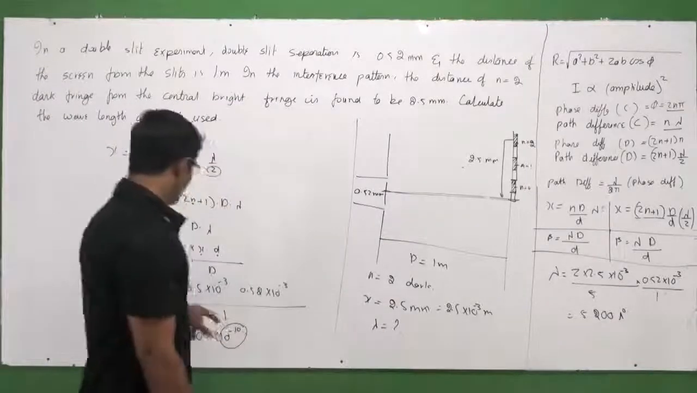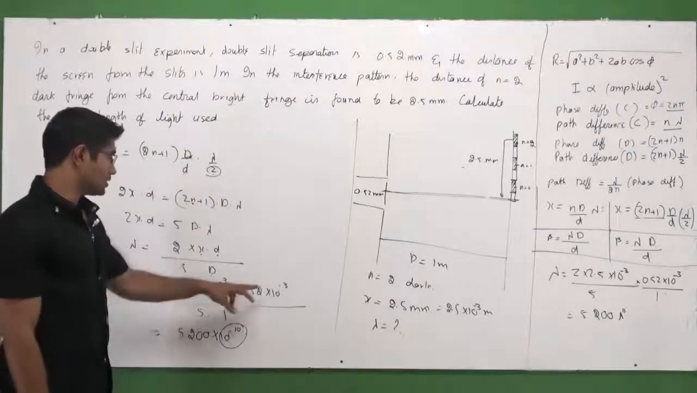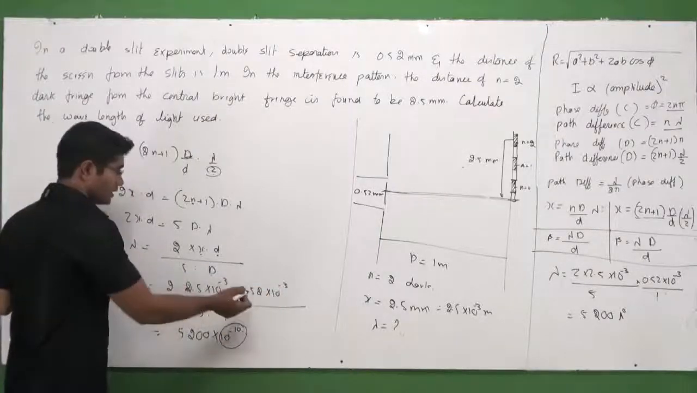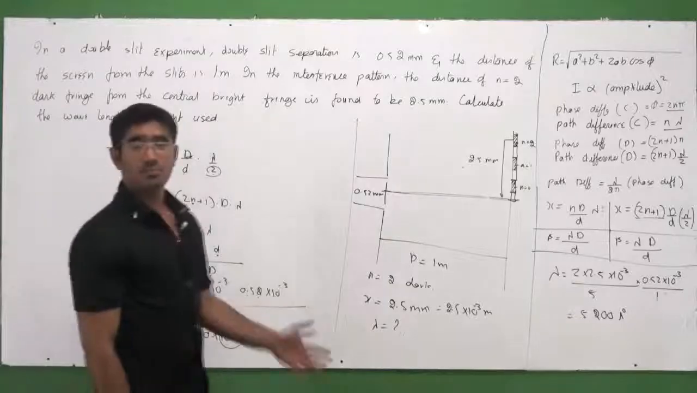I want you guys to simplify this. It's a very simple simplification. Work on the powers of 10, multiply 2 into 2.5 into the other value, and divide by 5. It's a very simple calculation.